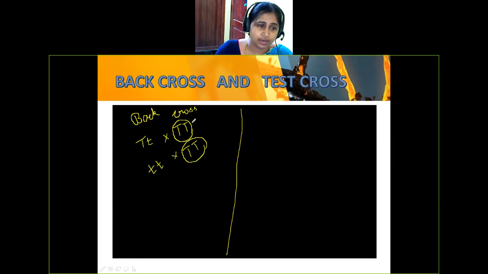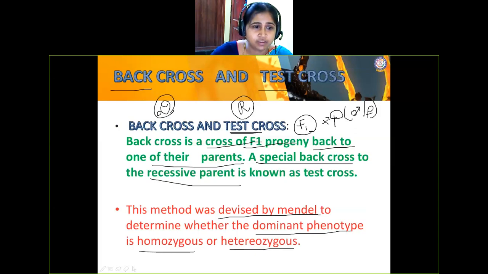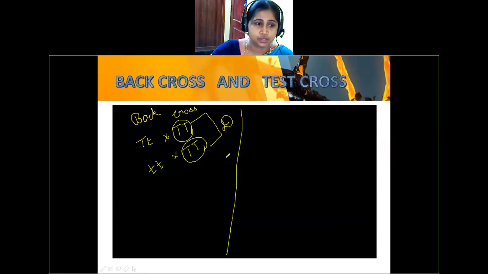Again, you keep in mind, in a backcross, I have to intercross with a dominant character. I'll go back to the previous slide and I'll show you. A backcross is a cross of F1 progeny, the first generation of the parental offspring, back to one of their parents. And we are going to always prefer a dominant character. So here, this is the F1 offspring, and here I'm going to intercross with what? A dominant character. This is fixed. I have to intercross only with the dominant character.